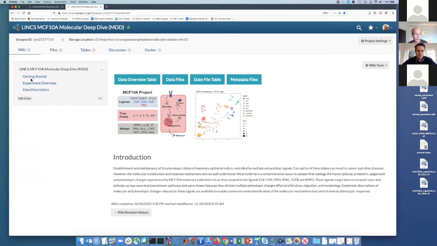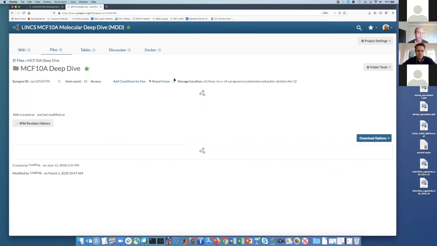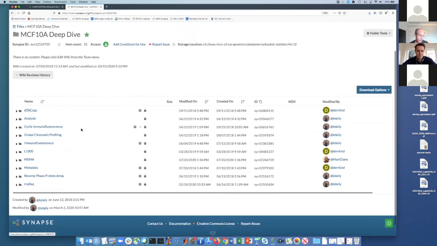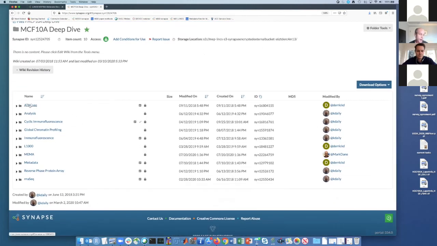So what I'm going to do is dive into where the data itself is. By clicking on the button that says data files, we'll go to a version of it that is kind of a folder-based looking organization. So here we have the different assays that we've run, and Sean described the MIMA briefly. This was an assay that we ran before the others to be able to select the ligands, and then we have TAC-seq, cyclic IF, the GCP, global chromatin profiling, immunofluorescence, RPP, L1000, RPPA, and RNA-seq.